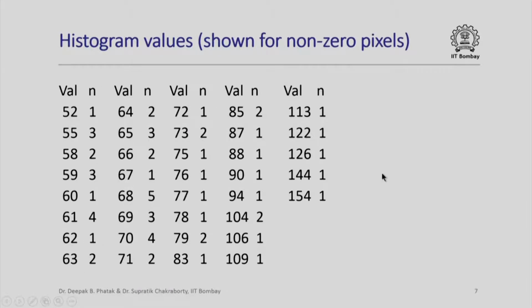We had also seen the histogram values which result from this image. They did not show 0 pixels, pixels which did not exist at some pixel values like 0, 1, 2, 3, 4, but this was the list: at pixel value 52 there was 1 pixel, 55 there were 3, 62 there was 1, 68 there were 5, 69 there were 3, and so on. So this is nothing but a count of how many times a particular pixel value occurs in the image.